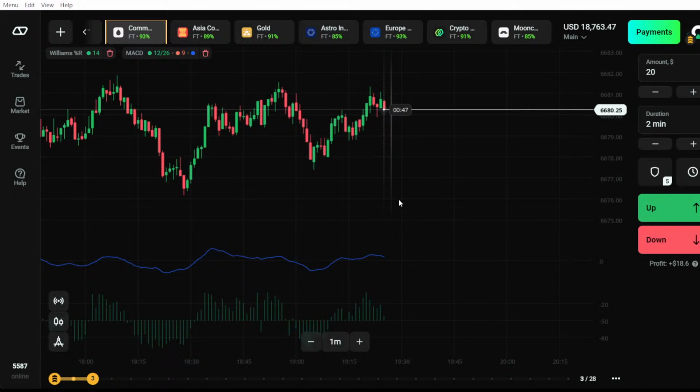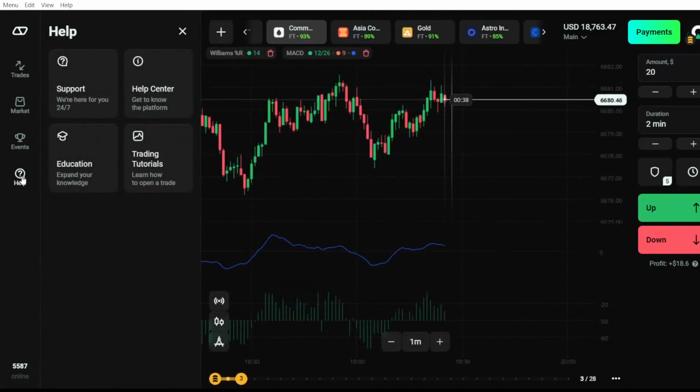And one more piece of information for those traders who are new to the platform. Guys, make sure you explore the help section button. What's special in this button is that there are two tabs, help center and education. Make sure you explore these two tabs. There is a lot of information: how to make a deposit, withdrawal, verification, chart patterns, candle patterns, types of candles, everything is there. I'm sure you will be able to get a lot of information.